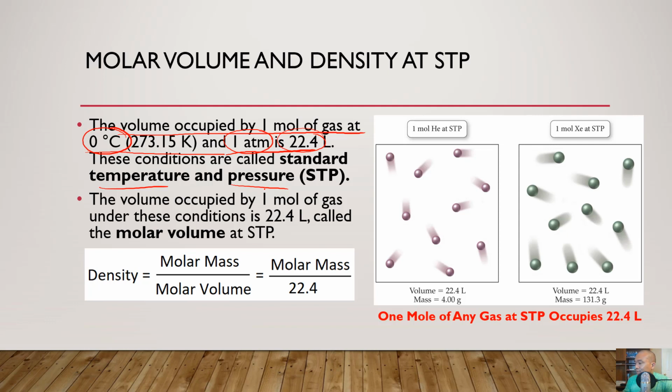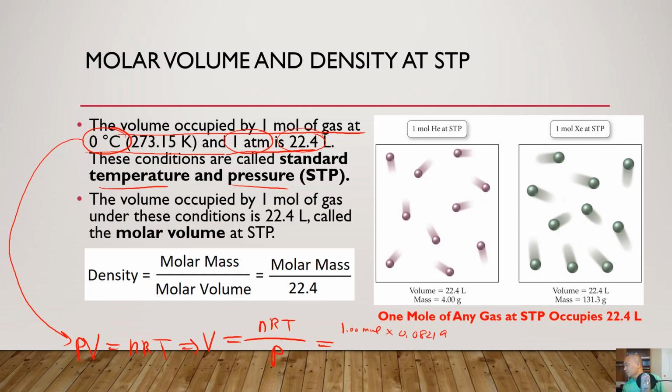Okay, we can actually calculate this volume for all gases because PV is nRT. So V is nRT over P. If it's 1 mole of gas, so 1 mole times 0.0821 atm liter per mole per K, and T is 273 or 273.15 Kelvin, divided by P, which is 1.00 atm. When you do this calculation, this gives you 22.4 liter.